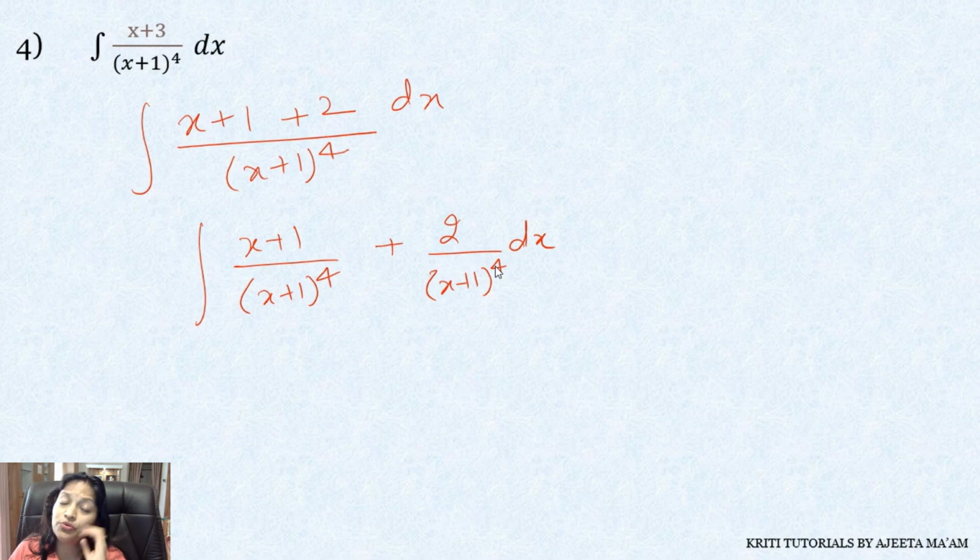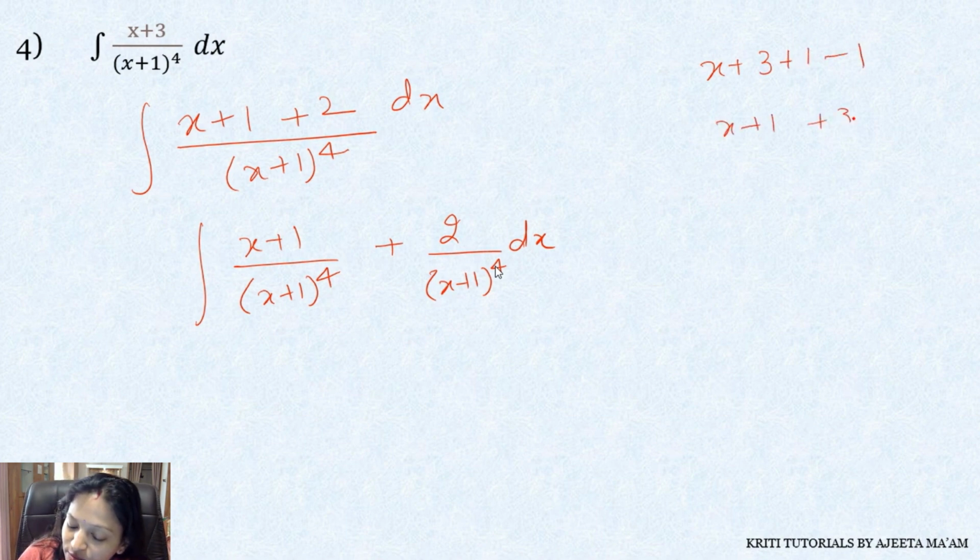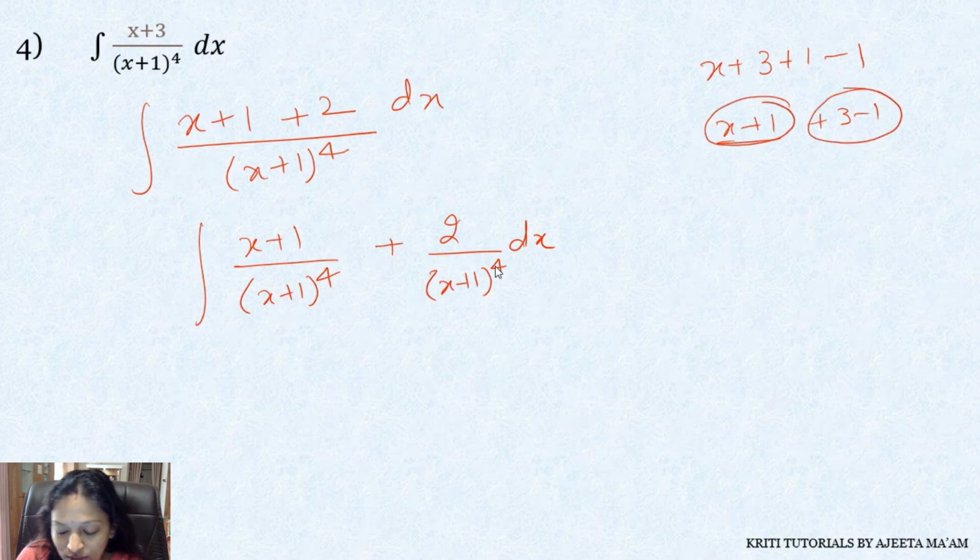And if you want, you can do it the other way. You can add and subtract 1. Okay, so if I just solve it here, x plus 1 here, plus 3 minus 1 here. So again x plus 1 and plus 2 will be formed, correct? So that's the same thing. So we are making the numerator and denominator terms same in the first integral, and in the other we are simply making the numerator independent of x.